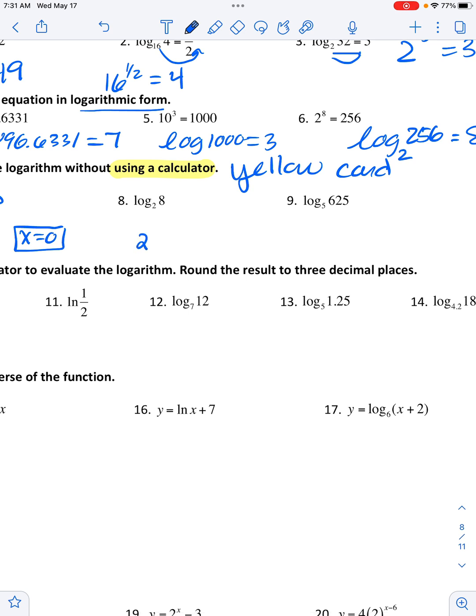Here, 2 is in the base. I do not know the power, but I'm trying to get an 8. I'd use my yellow card, see what power you need to get an 8, and the answer would be 3, because it's getting bigger.